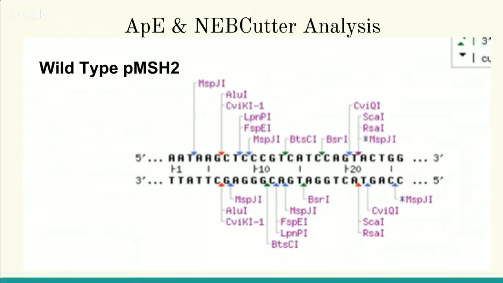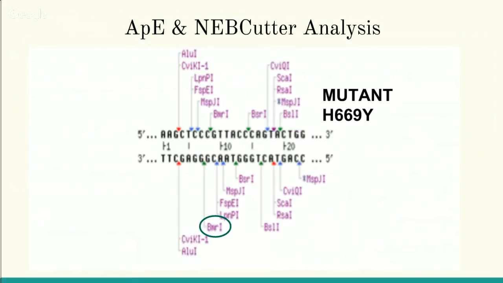So here you will see the wild type pMSH2 in the NEBcutter system. In the second one, you will see the mutant H669Y. BmrI is the enzyme that seems to cut only the mutant and not the wild type.